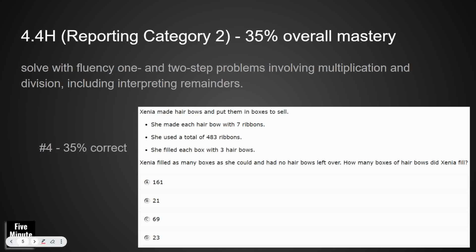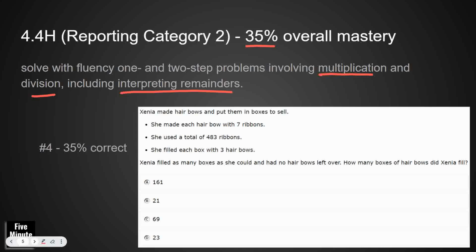Our next lowest readiness standard is in reporting category 2. This is 4.4H, only 35% mastery, asked one time. We're supposed to solve with fluency one and two-step problems involving multiplication and division, and sometimes we need to interpret remainders. So look at what we have here.